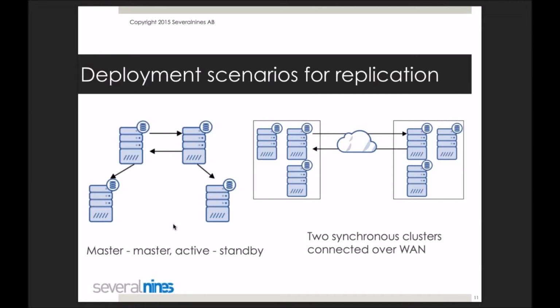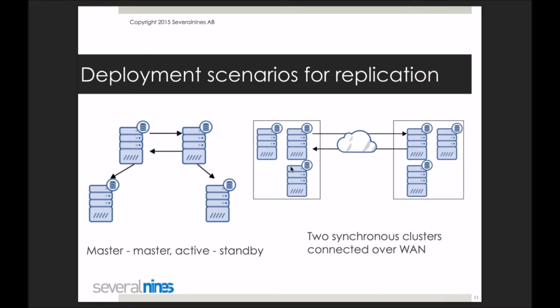Master active-standby. Again, we have an active master configured in master-master replication with a standby master. Both of them have some kind of slaves connected. If the primary master fails, the standby master takes over the work. And again, this could be in a single data center. They can be located in separate data centers.